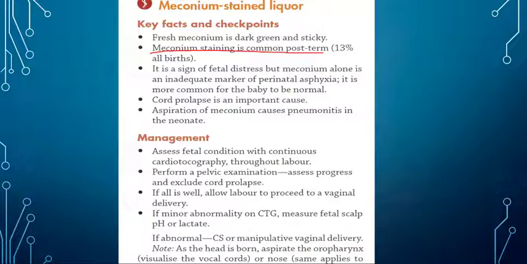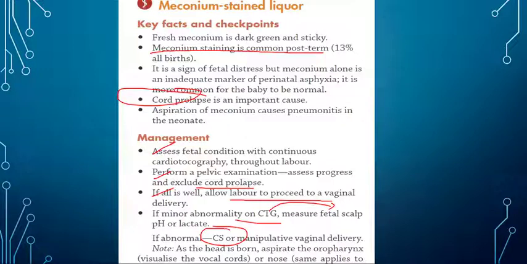If you get a meconium stained liquor, you should also rule out cord prolapse if you can. So assess the fetal condition by CTG, perform pelvic examination, rule out cord prolapse. If everything is fine, allow labor to proceed for a vaginal delivery. But if you get an abnormality in the CTG, then you have to take the fetal scalp blood and check for pH and lactate level. If lactate is high or pH is low, showing acidosis, then you have to go for cesarean section.